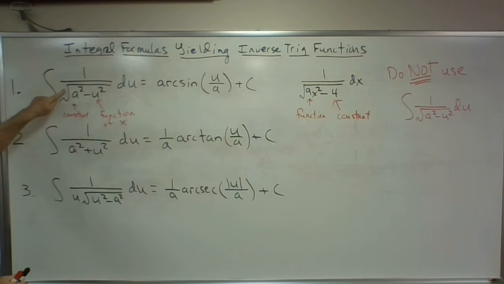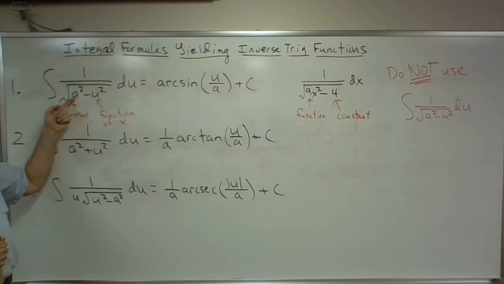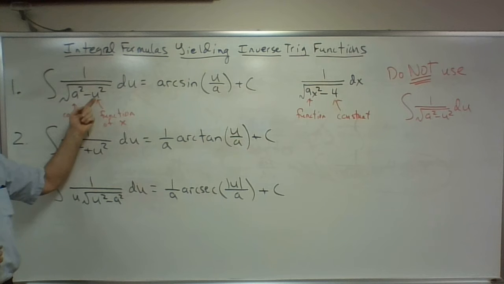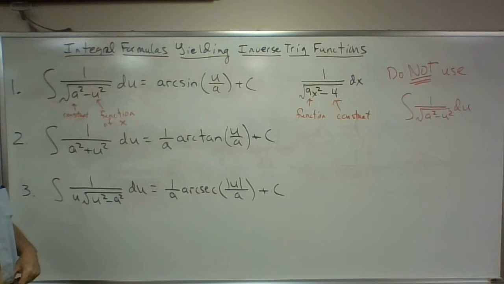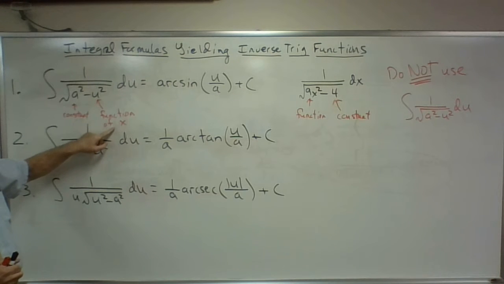This formula was derived under the assumption that a was a positive constant and that u was a function of x. So when we use this formula, the positive term under the radical has to be the constant. The term with the negative sign in front of it under the radical has to be the function of x.